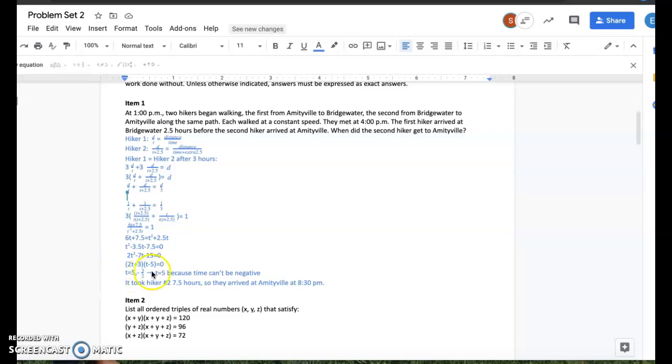So when you go back and plug that into the equation, you see that 5 plus 2.5 gives you 7.5 hours. So they arrived at Amityville at 8:30 p.m.